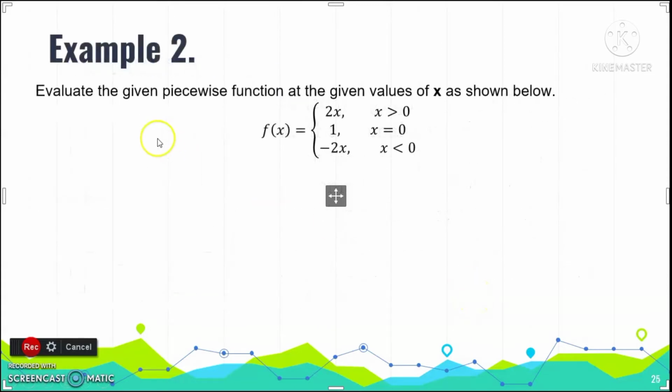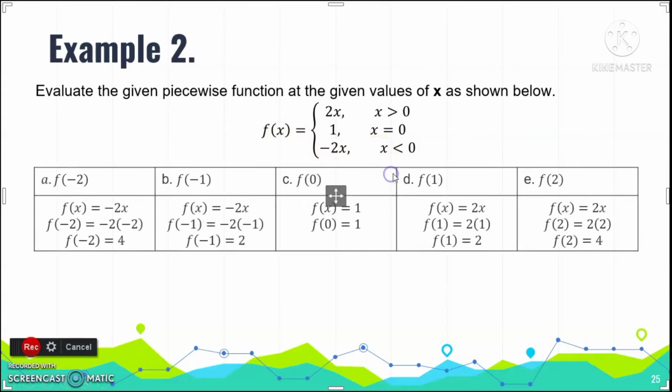Example number 2. Evaluate the given piecewise function at the given values of x as shown below. We have f of x is equal to 2x for x greater than 0. f of x is equal to 1 for x is equal to 0. And f of x is equal to -2x for x is less than 0. You can assign different values over here, but I'm going to use -2, -1, 0, 1, 2 for smaller values.